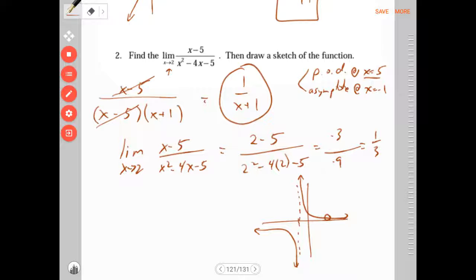When x approaches 2, that's going to be 1, 2-ish, because that hole is supposed to be at 5. So at 2, does it make sense that that y value would be close to 1/3? Well, that's what it is. So anyways, the limit as x approaches 2 is 1/3. Awesome.